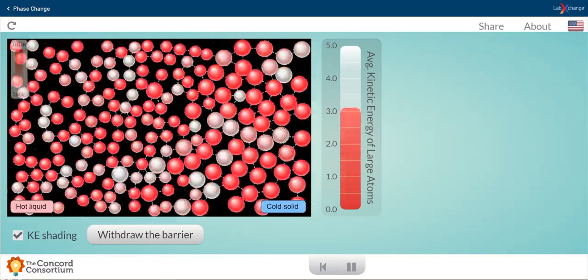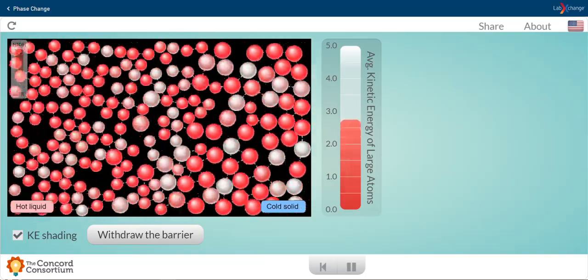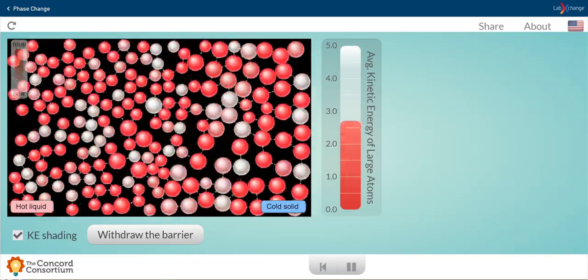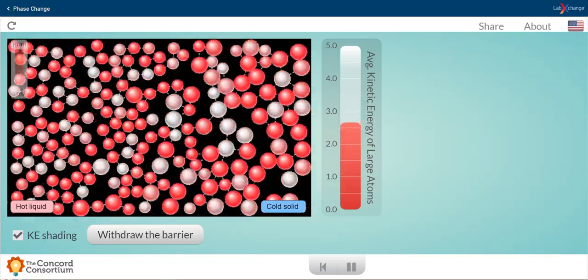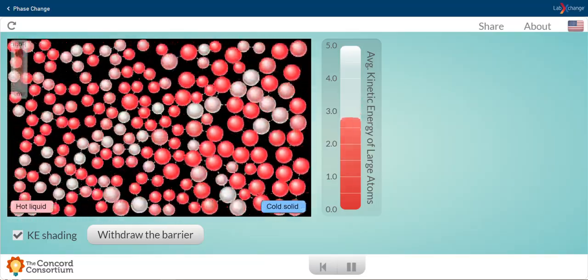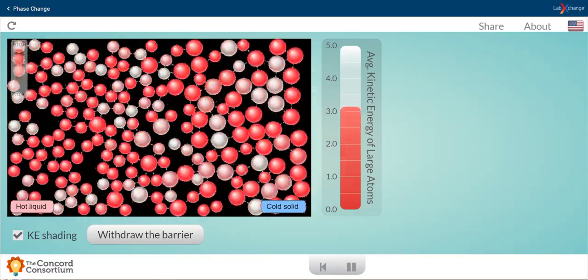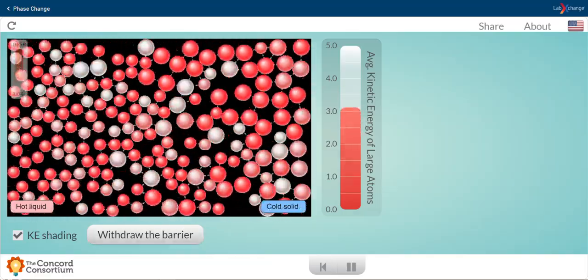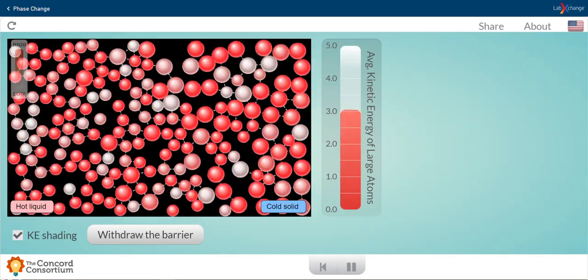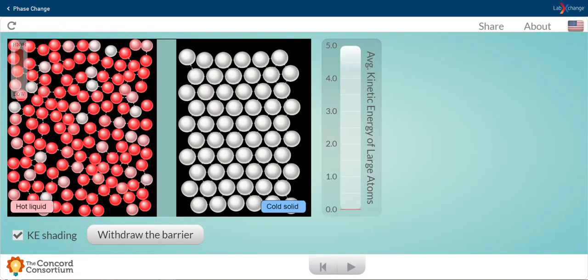So very quickly we see that as we have collisions happening, that solid is no longer a solid. And now they all have about the same average kinetic energy. There's some that are lower, some that are higher, but on average, these guys all are the same, the hot liquid and cold solid. So I'll do that one more time.